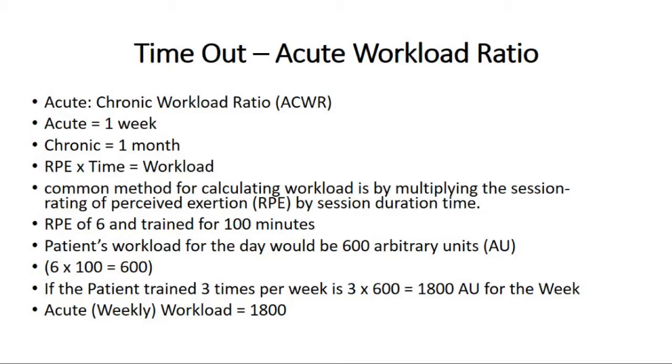Using the example that we've got here, if we did a rate of perceived exertion of 6 out of 10, and we did that for 100 minutes, that gives us 600 arbitrary units. Does that make sense? Now, if we were to train 3 times a week at that same level, it gives us 1800 arbitrary units, and that is our weekly or acute workload.